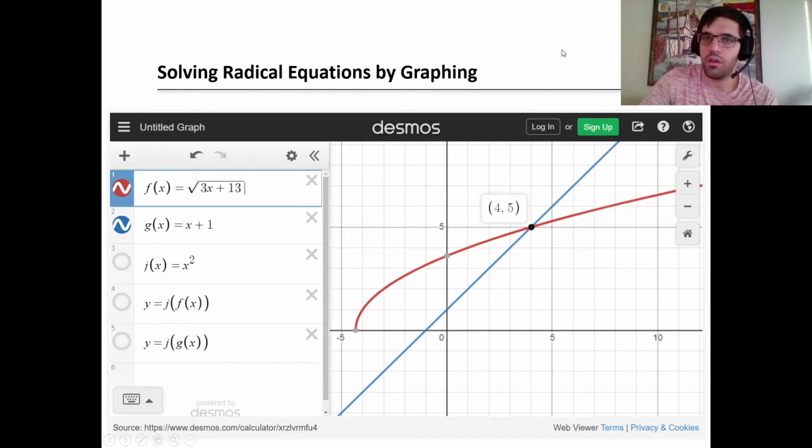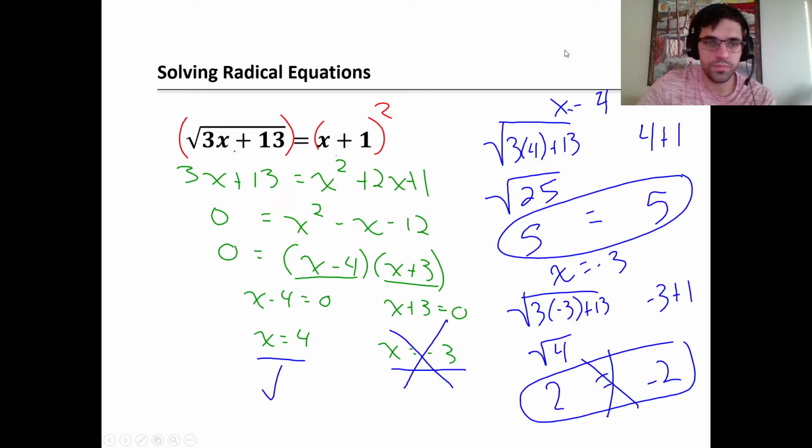Connecting that with our algebraic example, x equals 4 is where the two lines intersect, and that is our solution to the problem. 5 was the y value of the intersection point in our graph, and we plugged in 4 on the left and the right side. We found that both equal 5. Also notice that we don't have the extraneous root of x equals negative 3, which raises the question, where did that negative 3 go on the graph?